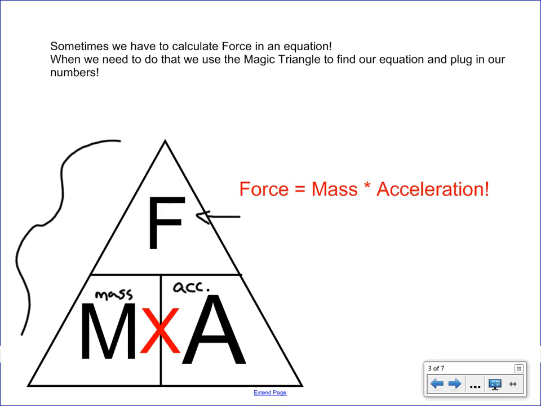Now think of math. When you have two numbers next to each other, you multiply. That's what we do in here. We're trying to find force, and we're going to use mass and acceleration to do it. And they're next to each other, so we're going to multiply them.